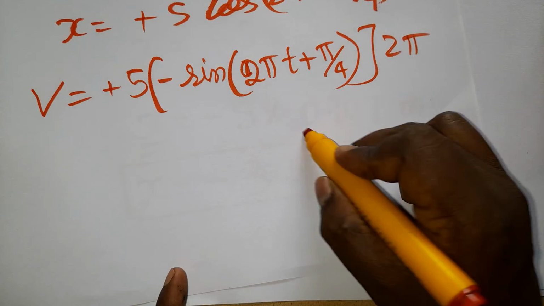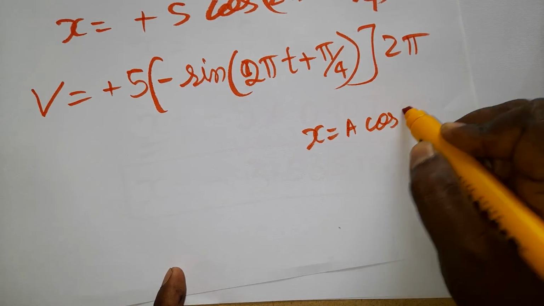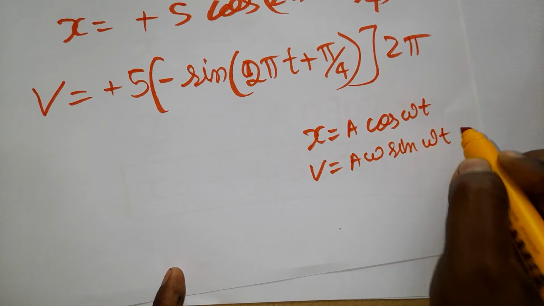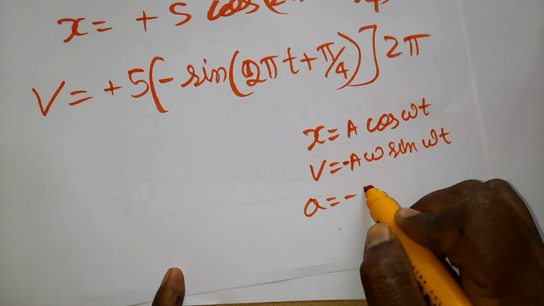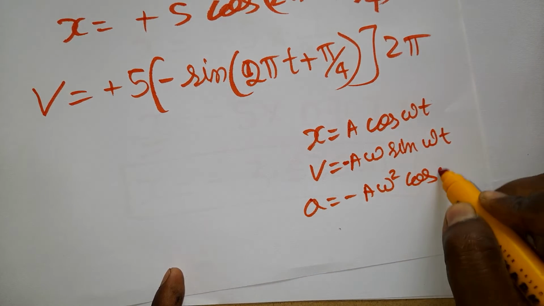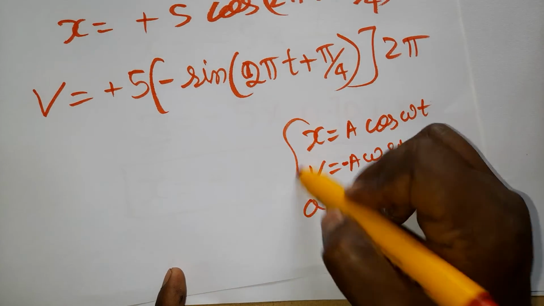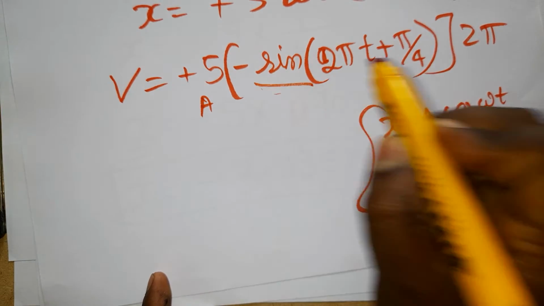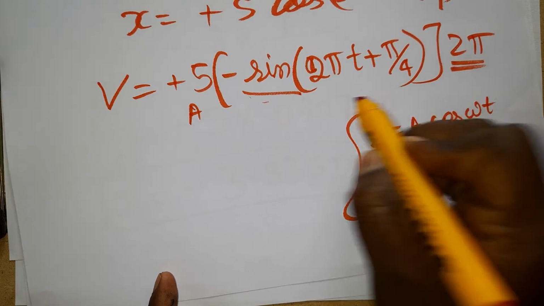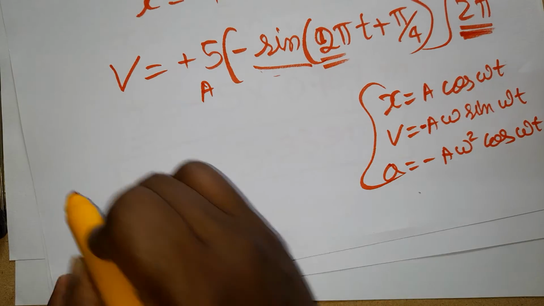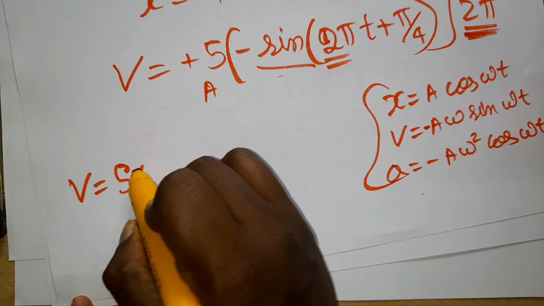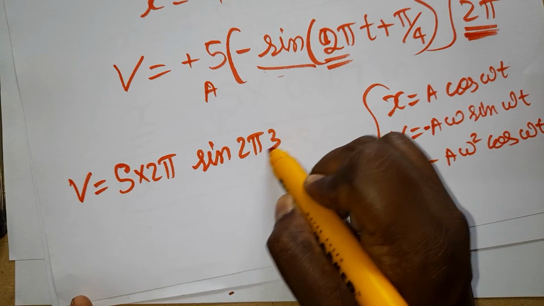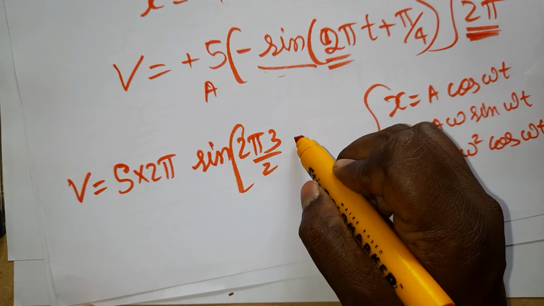For example, if x is equal to A cos ωt, then velocity v is equal to Aω sin ωt, with a minus sign. Acceleration is equal to minus Aω² cos ωt. This is the simple harmonic motion equation. Now we find the velocity. Cos became sin, and ω is 2π here. So v is equal to 5 times 2π sin(2π times 3/2, that is 1.5 seconds, plus π/4).